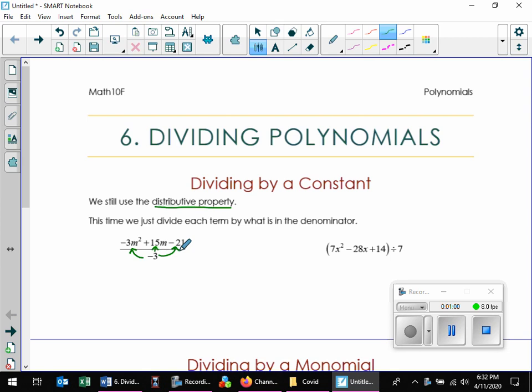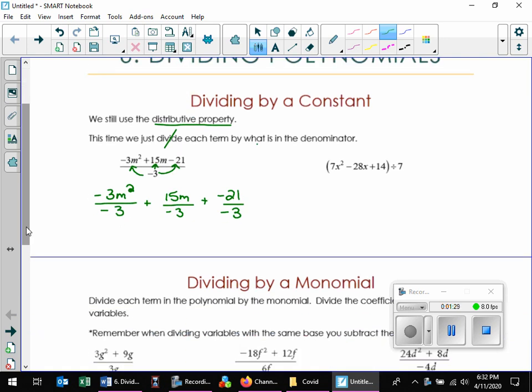So really what we're saying is negative 3m squared divided by negative 3, plus 15m divided by a negative 3, plus negative 21 divided by a negative 3. Now, some people like to break it up with that. Some people are fine to put the arrows, whatever works best for you. So the first thing we're going to do is look at the coefficients.